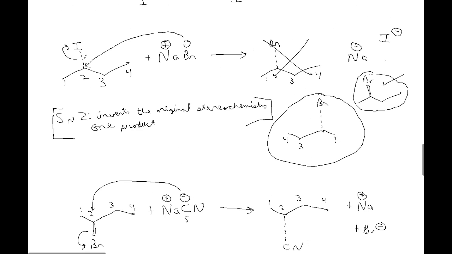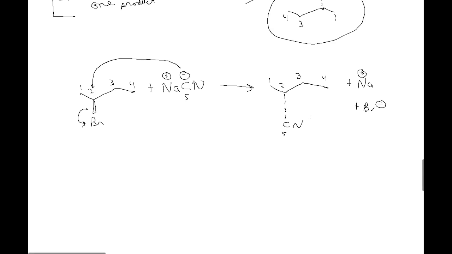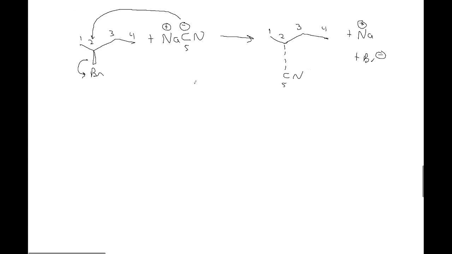This would also be called backside attack, even though it's coming in from in front. What we mean by backside is it's coming in opposite to the leaving group. The nucleophile in an SN2 always comes in opposite to the leaving group because the leaving group is blocking one side. Okay, so then this would give us the correct product.